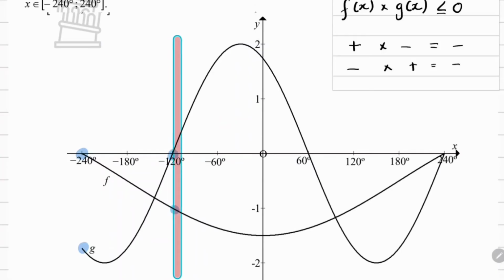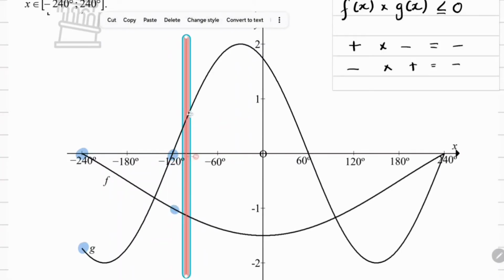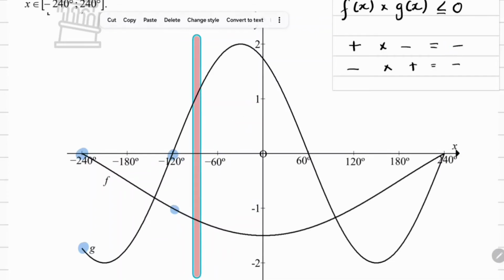Okay, so that. Now if you keep moving on, look at what happens. You have a positive y value and a negative y value, which is what we want. We want them to be positive and negative at the same time, because if you take the positive times that negative, it gives you a negative. Okay, so it's working there.